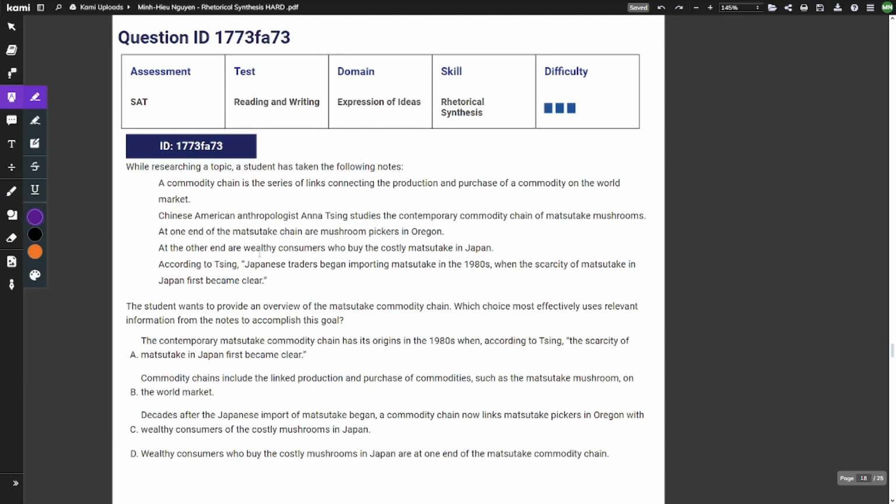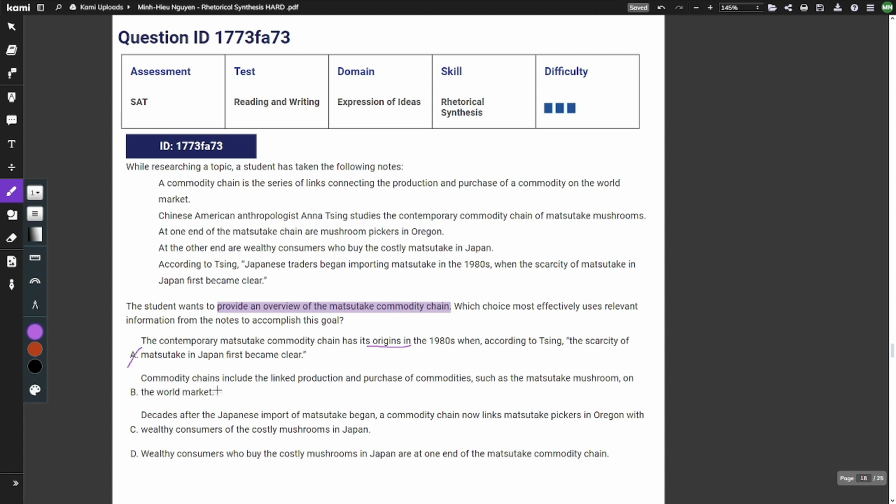Question number 18. Let's see what the task is, which is to provide an overview of the Matsutake commodity chain. So, a commodity chain is basically a supply chain. Now, let's look at our answer choices. The contemporary Matsutake commodity chain has its origins in the 1980s when, according to Singh, the scarcity of matsutake in Japan first became clear. Now, this talks about how it originated, but it doesn't give a direct overview of it. It doesn't talk about where it starts and where it ends. So it's not going to be A.